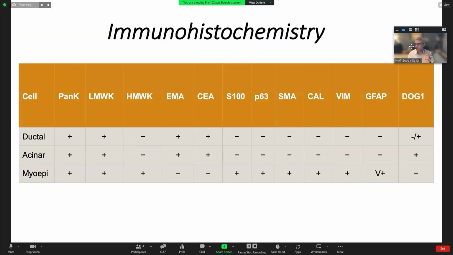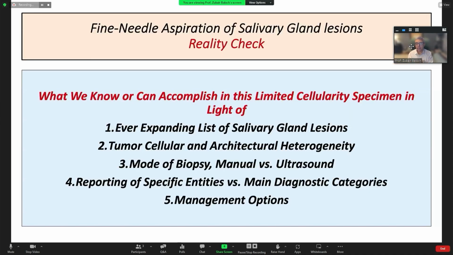Immunostains: no specific immunostain really works, because some of these tumors can have overlapping immunostain profiles also. So I'm just showing you a mugshot of these to make sure you see that there is a lot of heterogeneous morphology that we are dealing with. And I think that makes our job as cytopathologists looking at these tumors very difficult.